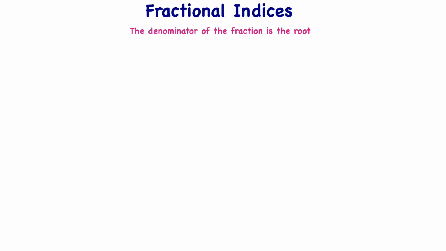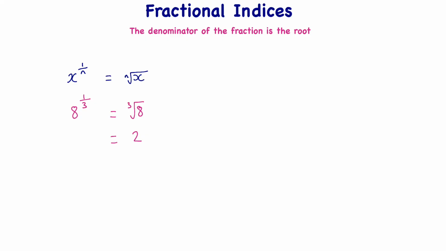Now we're going to look at fractional indices. Whenever you have a fractional index, the denominator of the fraction is the root. That looks like this. For example, if you had 8 to the power of a third, the bottom of the fraction is the root, so it would be the cube root of 8. And the answer, of course, would be 2.